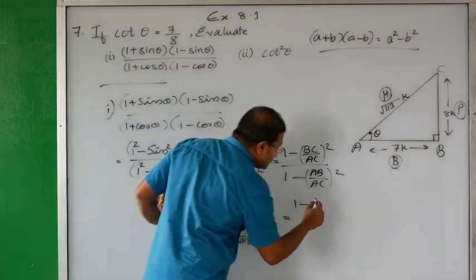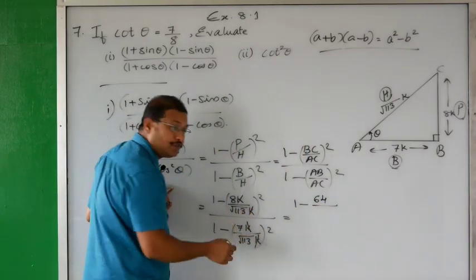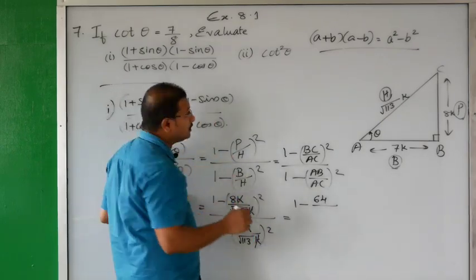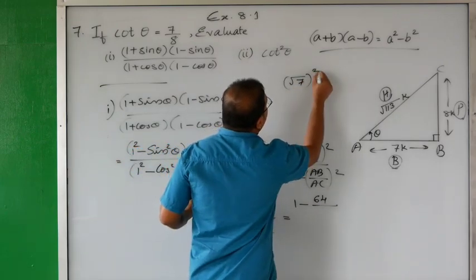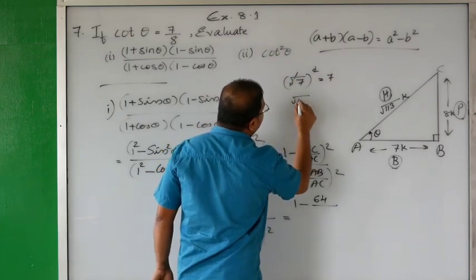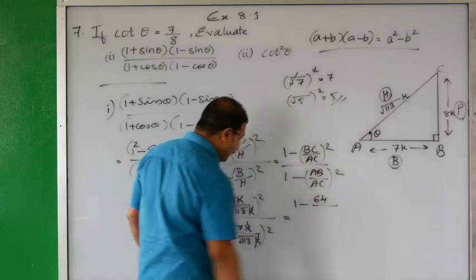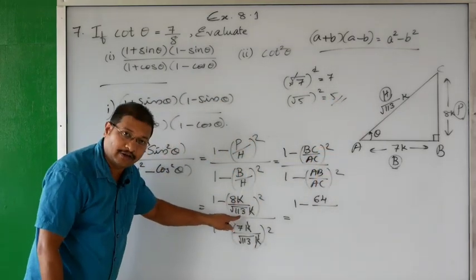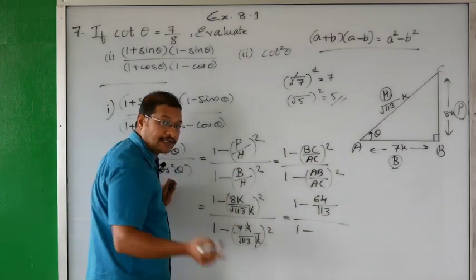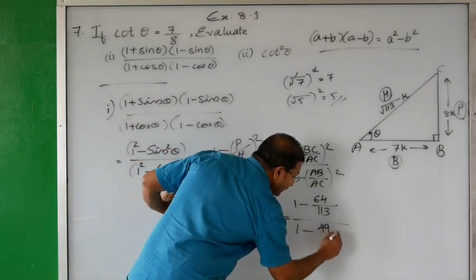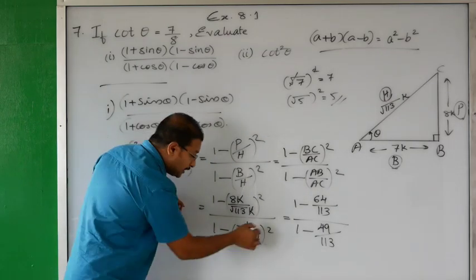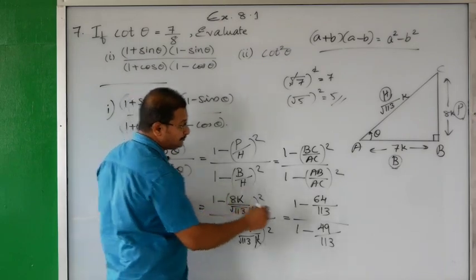Ready? Square of 8, 8 8s are 64, divided by square of root 113. Square of root 113 means you will get only 113. I'll show you an example. Root 7, the whole square, what will you write? Square and root will cancel, 7. Otherwise, root 5 the whole square, we will get 5. Same way, root 113 square, what will you get? 113. Divided by 1 minus square of 7, 7 sevens are 49, divided by 113, because root of 113 square, square and root will cancel, we'll get 113.